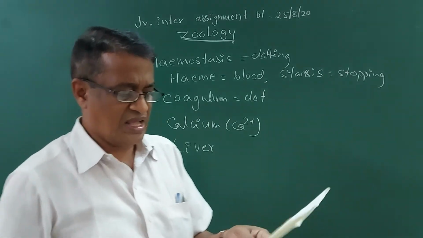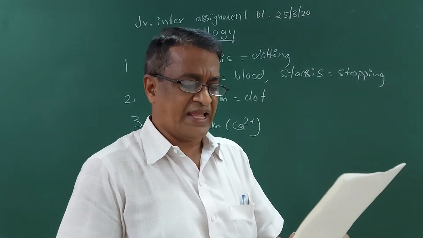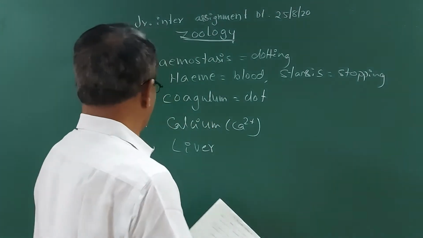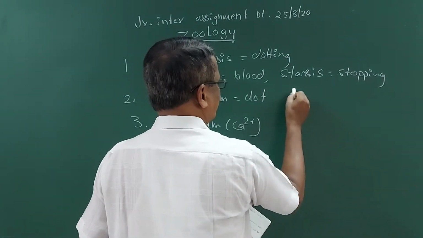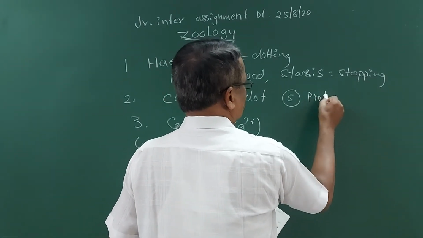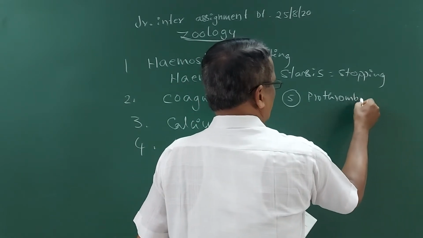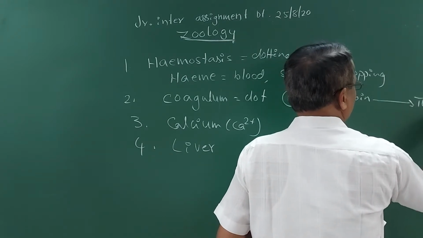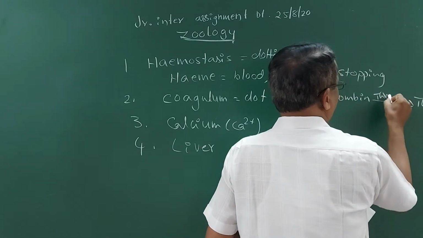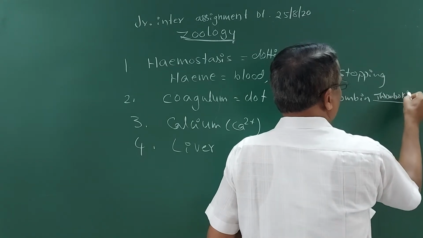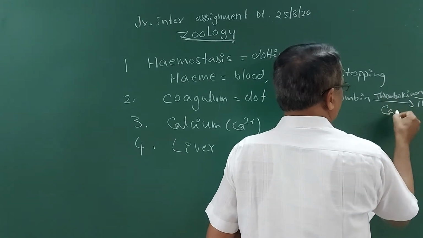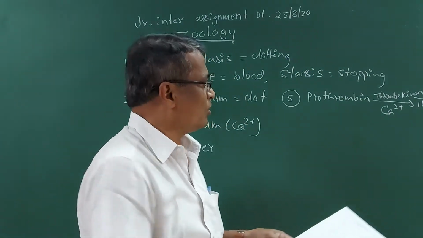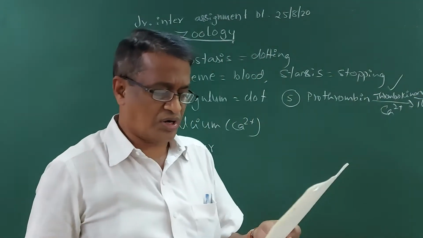And the fifth one, the enzyme complex needed for conversion of prothrombin to thrombin. This prothrombin is converted into thrombin. Here it is thrombokinase. Thrombokinase is the enzyme complex which, in the presence of calcium ions, converts the prothrombin into thrombin. So the fifth option is thrombokinase.